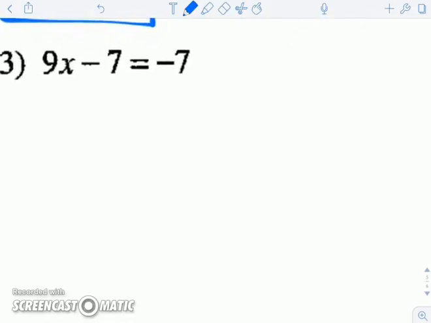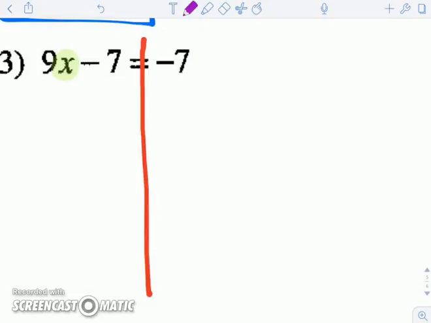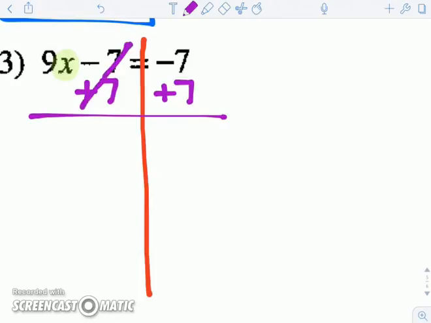Here we go. We have number 3, 9x minus 7 equals negative 7. I'm trying to isolate my variable, which is the x. Start by drawing a line down my equal sign to come up with my sides of my equation. I realize this negative 7 here is really subtraction. So in order to get rid of that, I'm going to have to add 7 on both sides. I have to do the inverse operation. Negative 7 plus 7 is 0. If they don't cancel out, you did something wrong. So if you had subtracted 7, you would really have negative 14 there. So make sure they cancel out.